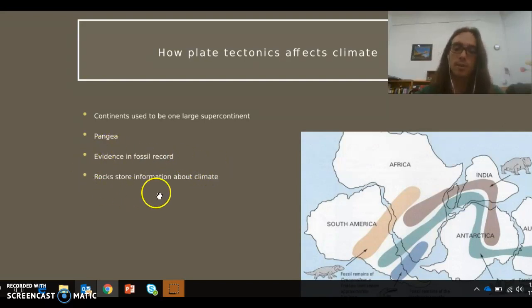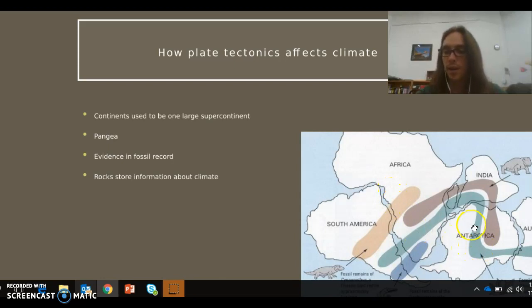Rocks store information about climate. They looked at what time in these rock layers they found these index fossils. They found this fossil of some lizard in South America, but they also found it in Africa, the same species at the same time in that rock layer. So they can accurately judge that this area right here was of the same rock and was there at the same time. Otherwise you would get different species in these two areas, because it's a vastly different climate today than it was hundreds of millions of years ago.